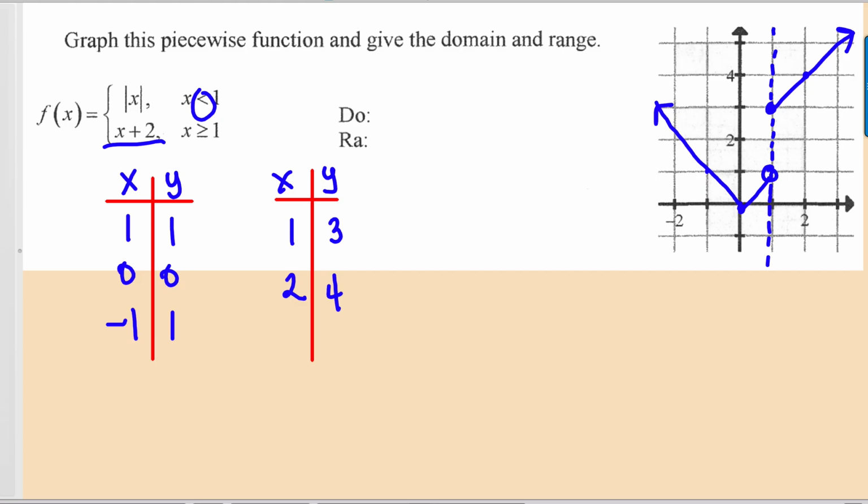They want me to give the domain and range. So the domain here is all real numbers. I got every x available. The range, it looks like my lowest value is 0, and I climb up to infinity after that.